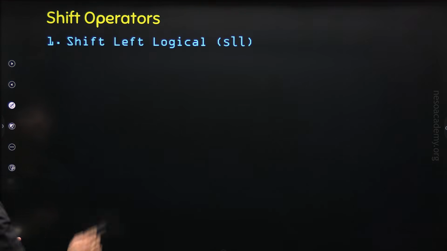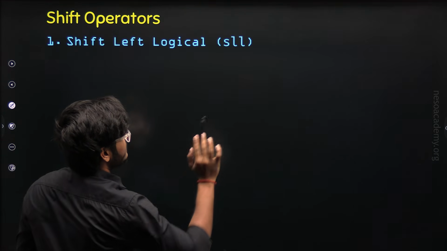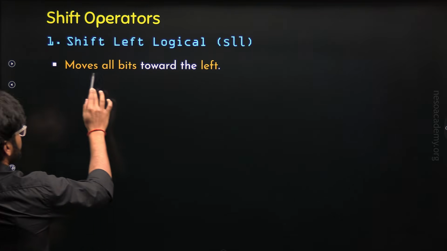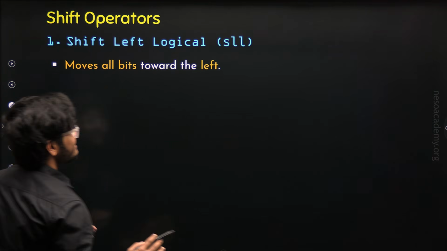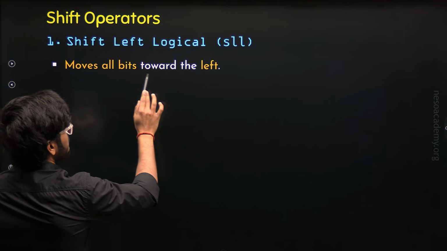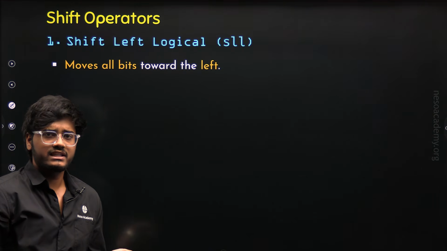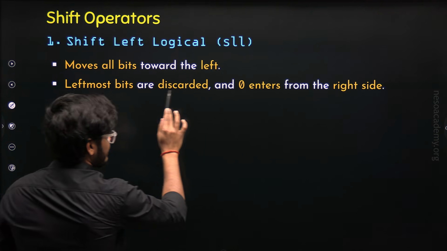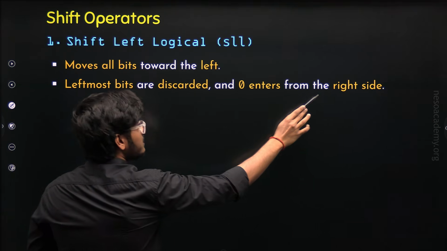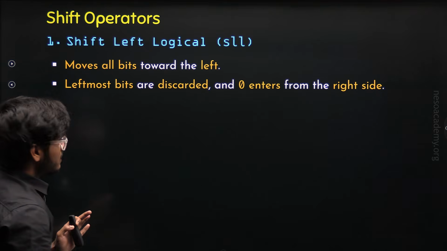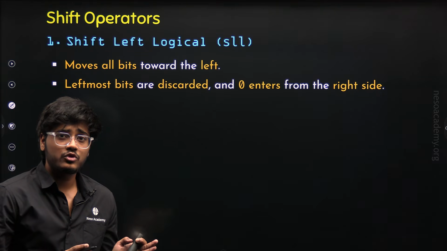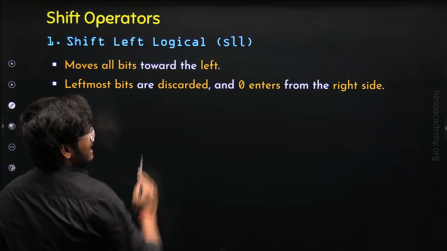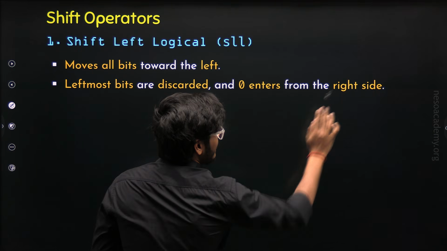The first shift operator, shift left logical operator, that is SLL operator. Now, shift left logical operator moves all bits toward the left. Every bit inside the vector moves to the left side. And leftmost bits are discarded and 0 enters from the right side. When bits shift to the left side, the leftmost bits go outside the vector range.